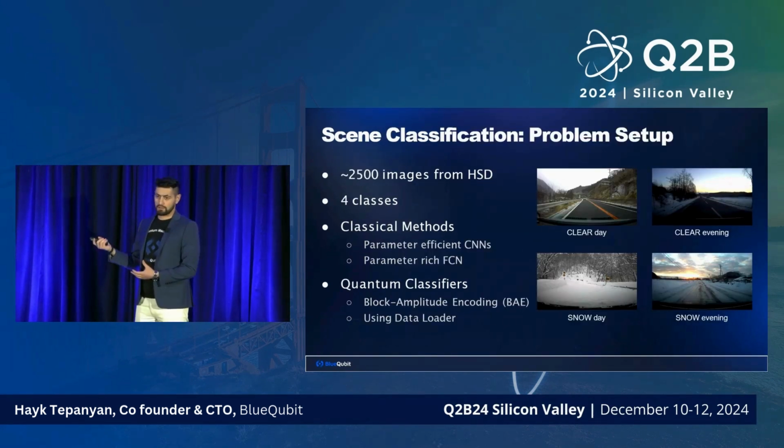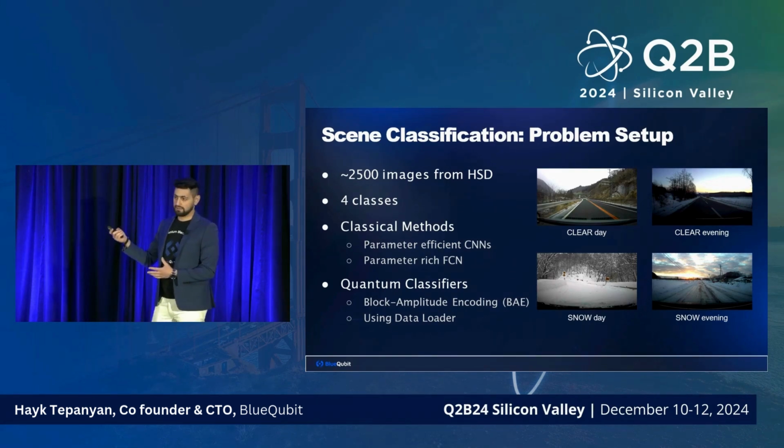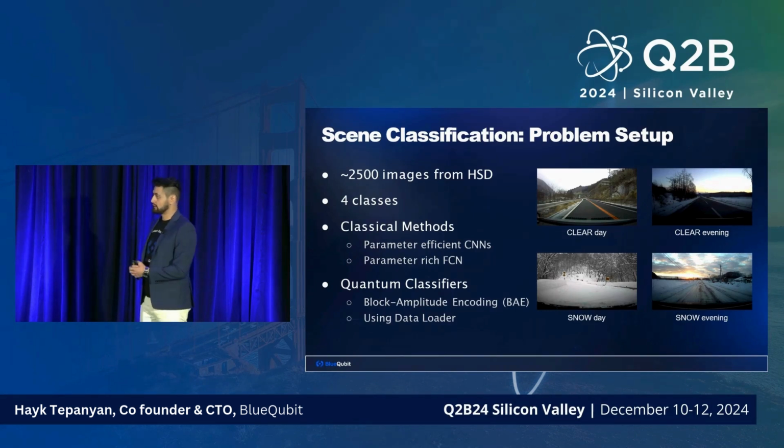The problem that we've looked at is simple image classification. And we worked with Honda for this problem. The data set is basically taken from the HSD data set, which stands for Honda Scene data set. It's a publicly accessible data set that Honda uses for their self-driving car projects. The problem that we looked at is comprised of 2,500 images, and there are 4 classes that we'll be classifying against. You can see examples of those classes.